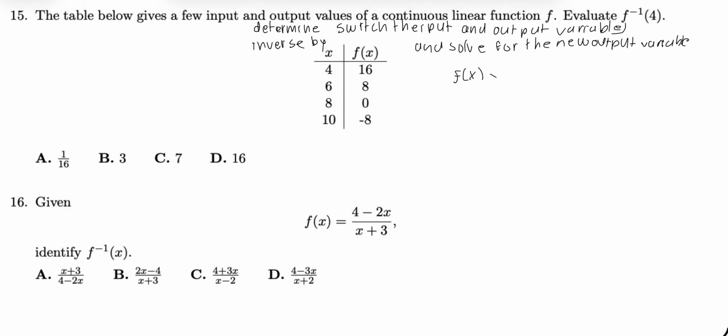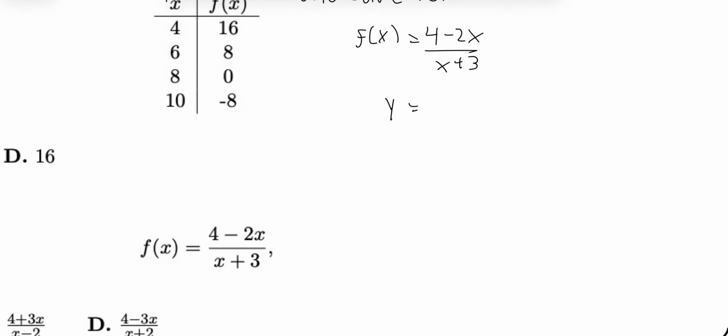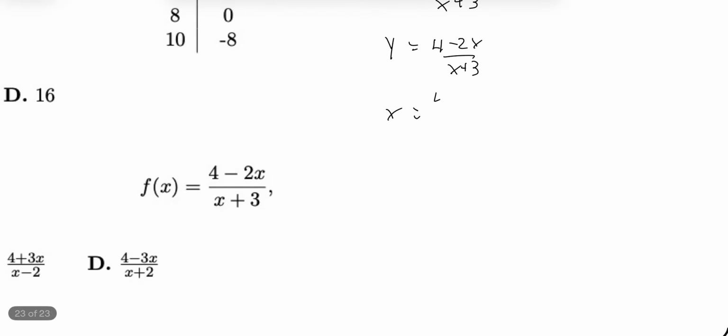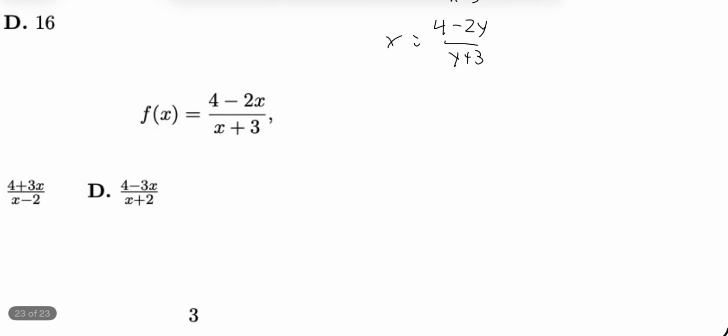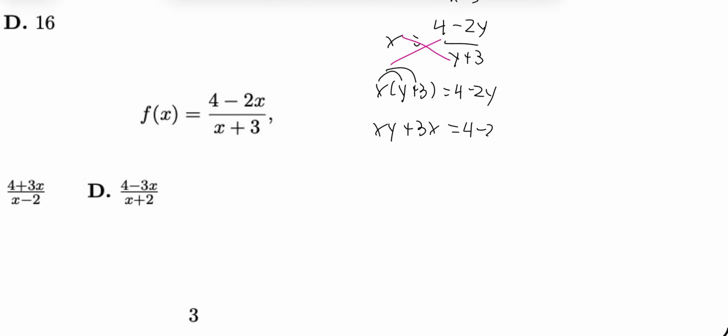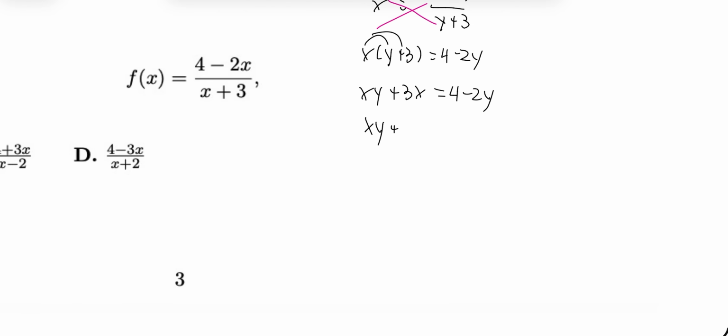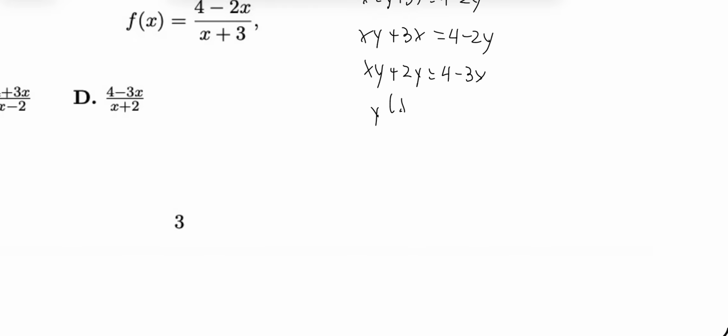So this is the function, 4 minus 2x over x plus 3. That's going to be y is equal to 4 minus 2x over x plus 3. So swap x and y. Now we have x equal to 4 minus 2y over y plus 3. So solve for y again. We have cross multiplication here. We get x times y plus 3 is equal to 4 minus 2y. Now distributing, we get xy plus 3x is equal to 4 minus 2y. And you have xy plus 2y is equal to 4 minus 3x. Y times x plus 2 is equal to 4 minus 3x.